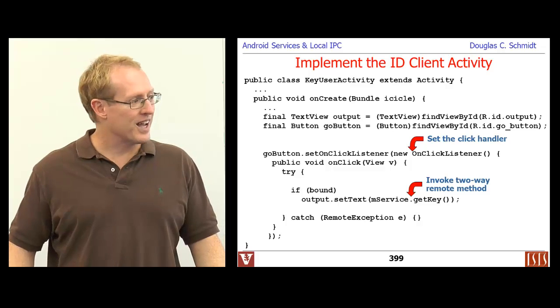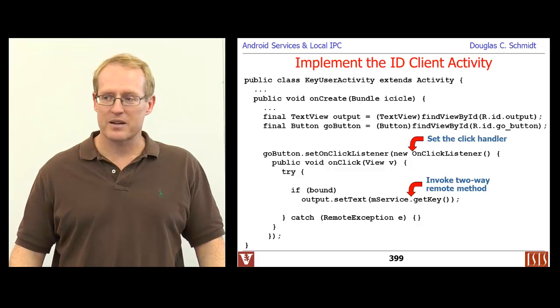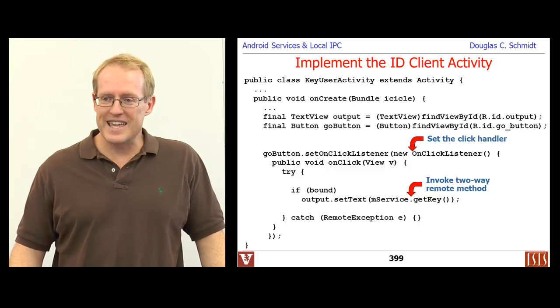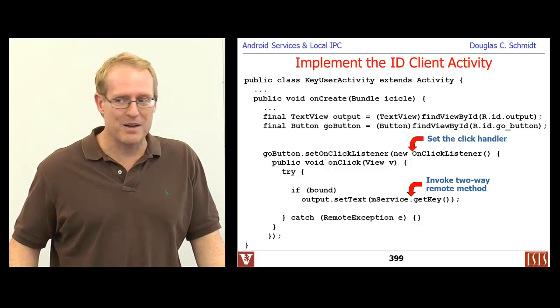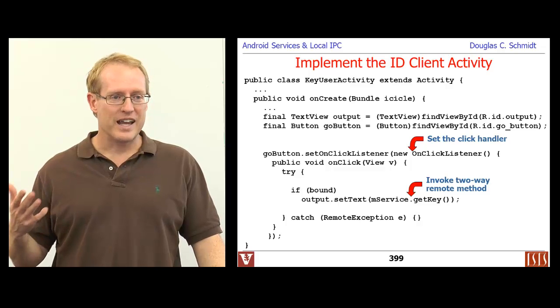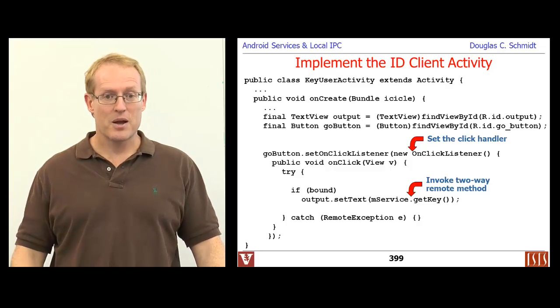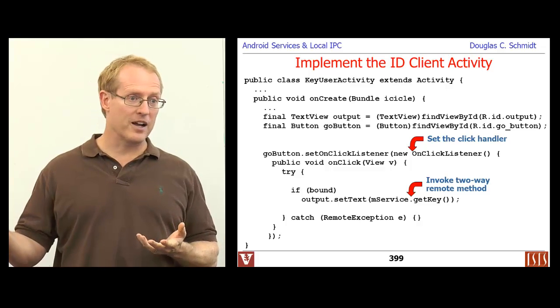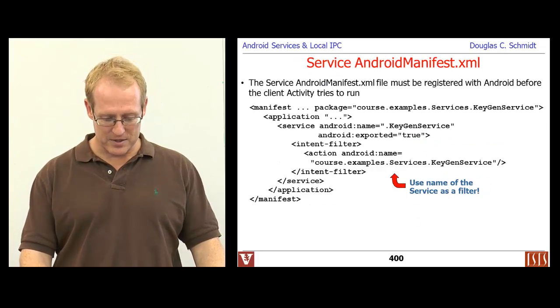Now, therein lies the rub, right? We're going to talk about that in a second. But obviously, generating a unique key is probably going to take very, very little time. So this is not likely to cause the dreaded application not responding exception. But there could be other situations where you would have longer running things like downloading a file. And so we might not want to block in that case.